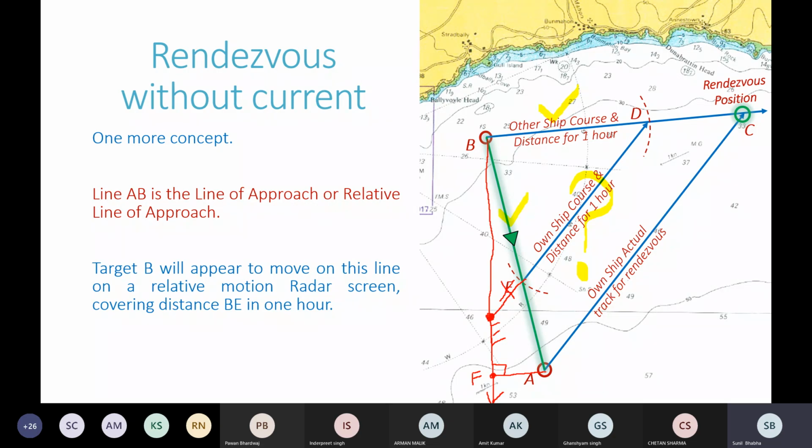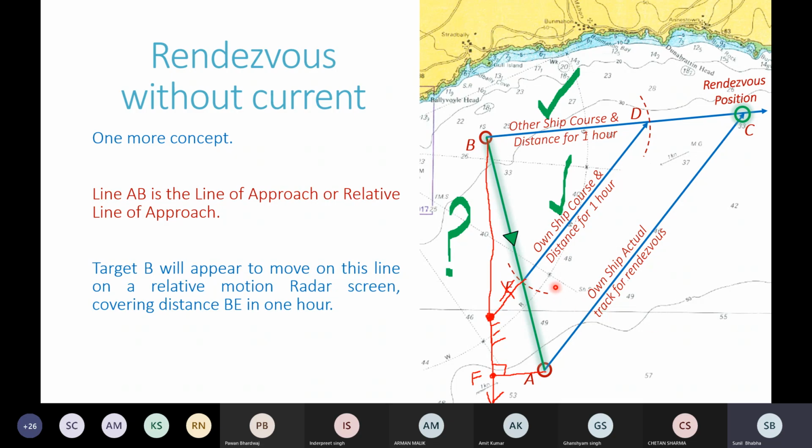Now, in this second concept which I have told you, the scenario changes a little bit. What we have is, we have the other ship's course and speed given to us. We have the own ship course and speed given to us. And what we want to find is the line of approach now. So when you plot these two, first you plot other ship's course and speed, Bravo Delta. Then you plot your ship's course and speed in the reverse direction from Delta point. And this point Eco which you get, if you join Bravo to Eco, this gives you the line of approach, which gives us the CPA and TCPA.